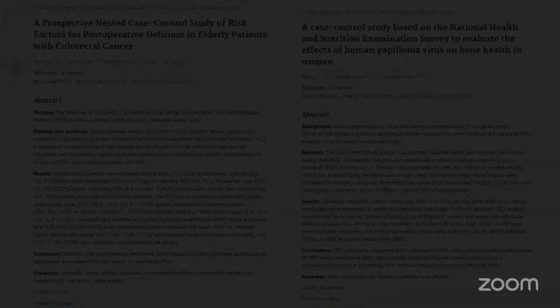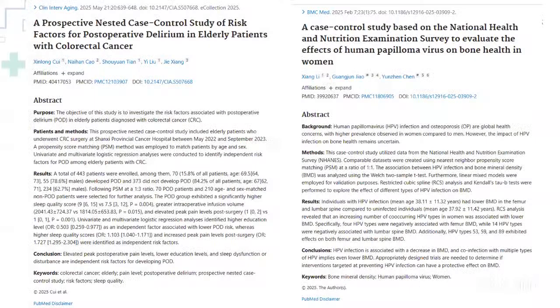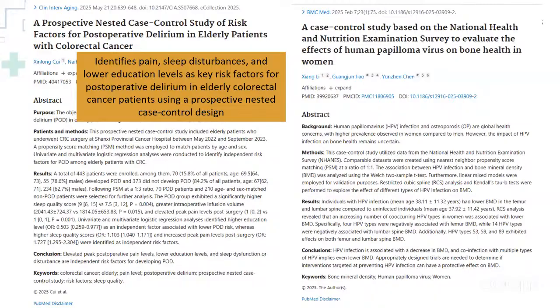And the second example is a case control study, which was based on the National Health and Nutrition Examination Survey, which evaluated the effect of HPV infection on the bone health of women. They evaluated the association between lower bone mineral density in women and HPV co-infection. So this kind of publication can be done using case control studies.